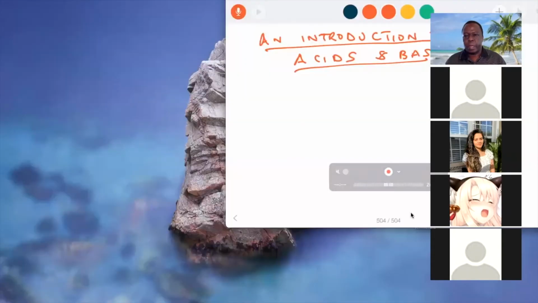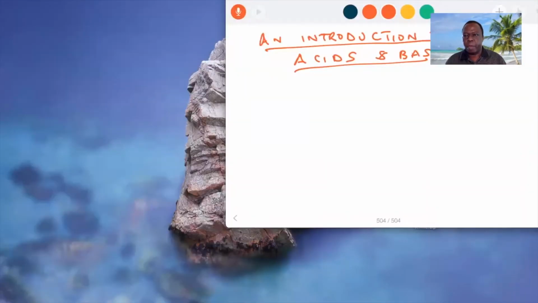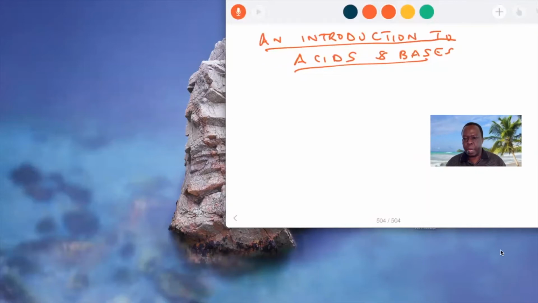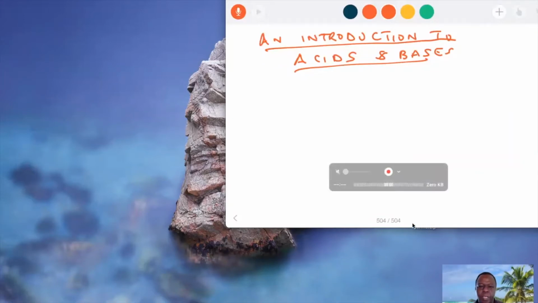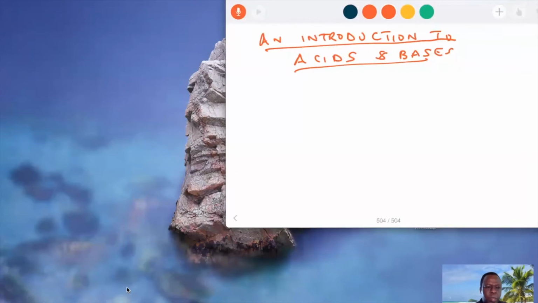I won't spend a lot of time going through the background: the definition of an acid, the definition of a base according to Arrhenius, according to Bronsted-Lowry, and there is also the Lewis acid-base definition, which is electron pair donor, electron pair acceptor. That's something you should know for your lecture.